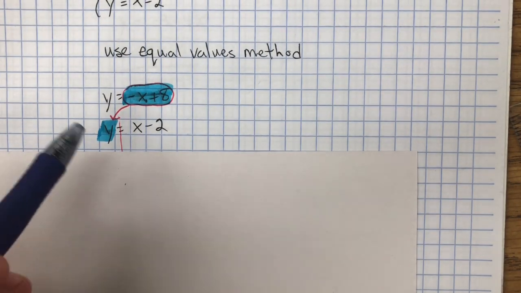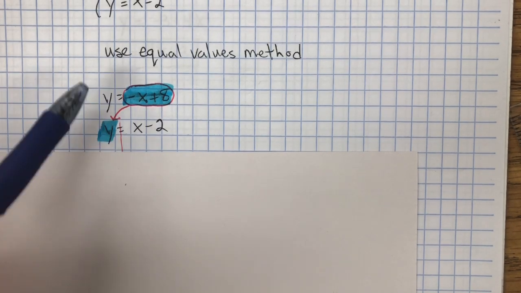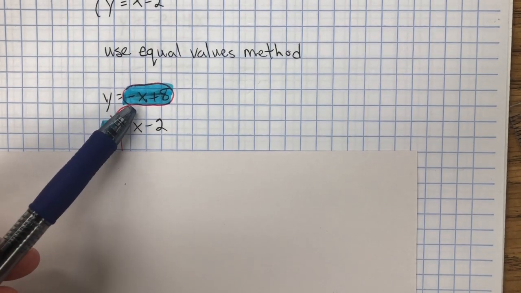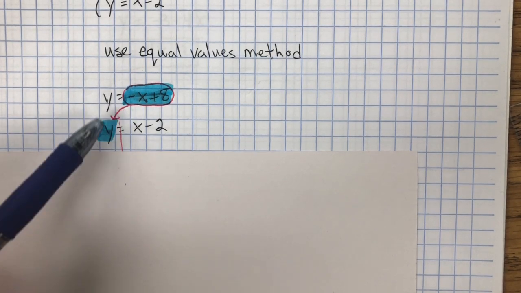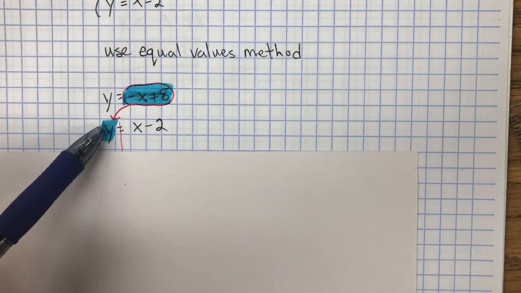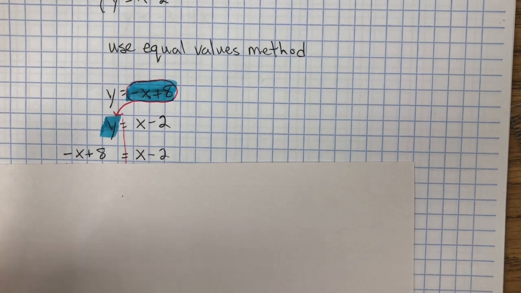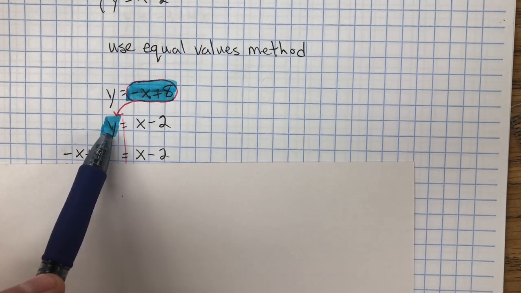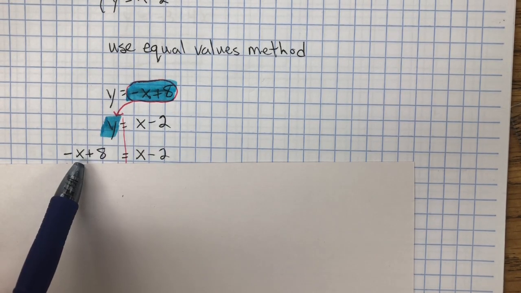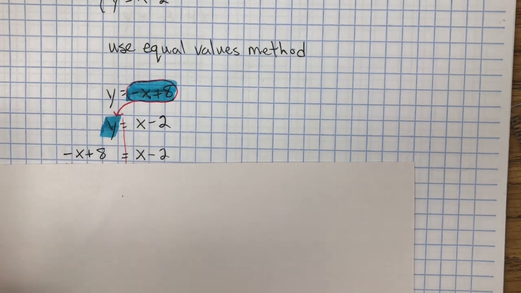In the equal values method, you have y equals negative x plus 8. So if this is what y equals, you can substitute it into this equation because here's y. And if y equals this, then you just plug it in for y here. Now you set the two equations equal to each other. So negative x plus 8 is y, which is now here. And then we keep the right side of the equation, x minus 2.